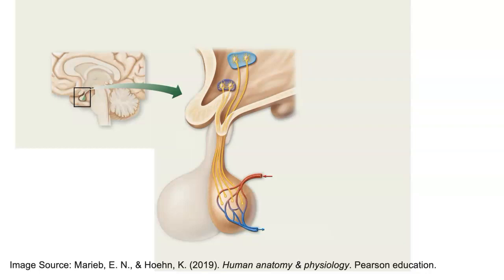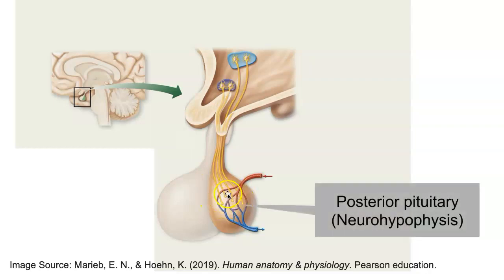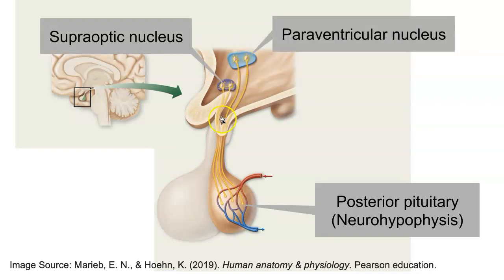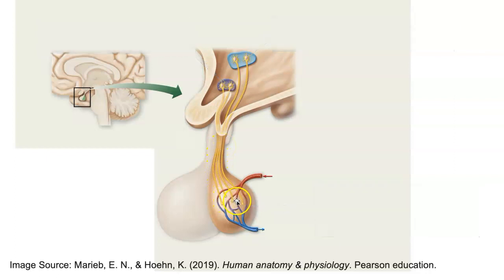Quick review. This picture is a simplified picture just looking at the posterior pituitary. The posterior pituitary, or the neurohypophysis, is actually a collection of axon terminals from neurons that originate up in the hypothalamus. In the hypothalamus, there are two groups of neurons, the supraoptic nucleus and the paraventricular nucleus, whose axons descend through the infundibulum, forming the hypothalamo-hypophyseal tract. And then those neurons terminate in the posterior pituitary.